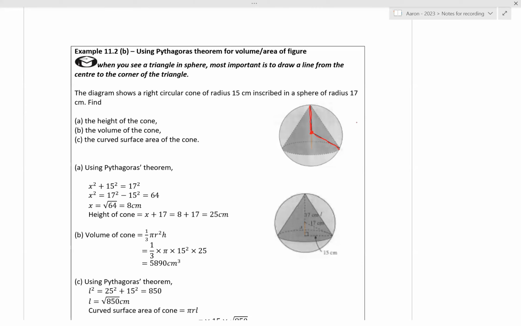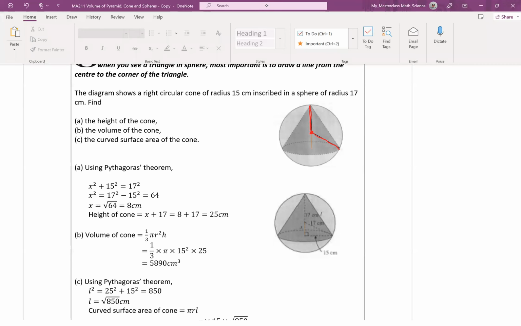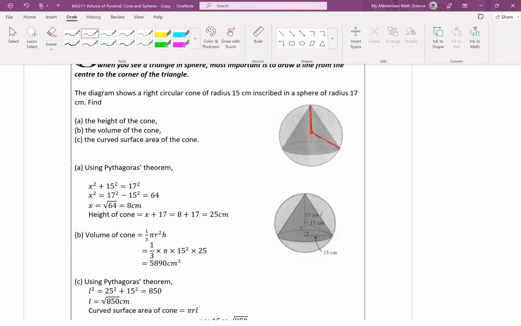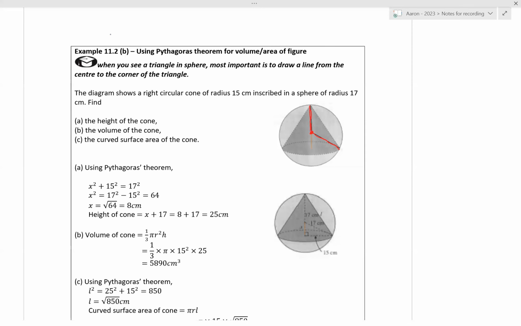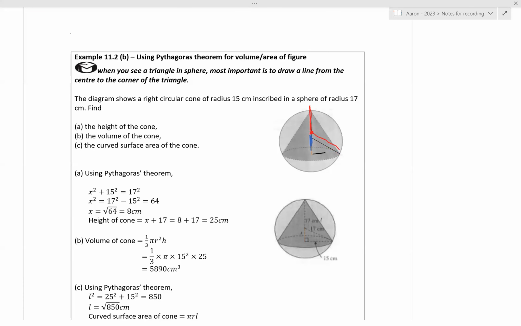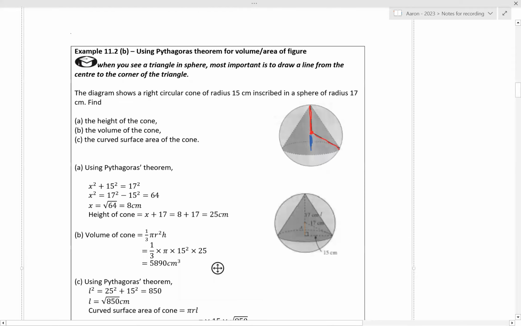But if I want to find the height of the cone, I am still missing this portion here, which I highlight in blue. So this is the portion that we are missing. How do I find this portion? These two are at the same horizontal level, so I draw a horizontal line. You use your ruler to draw in your notes.